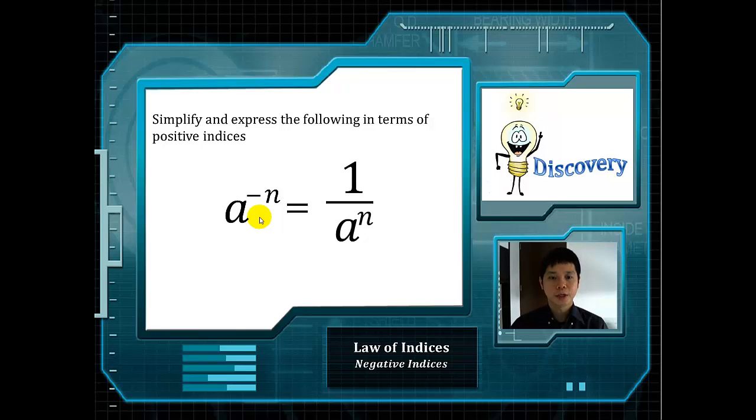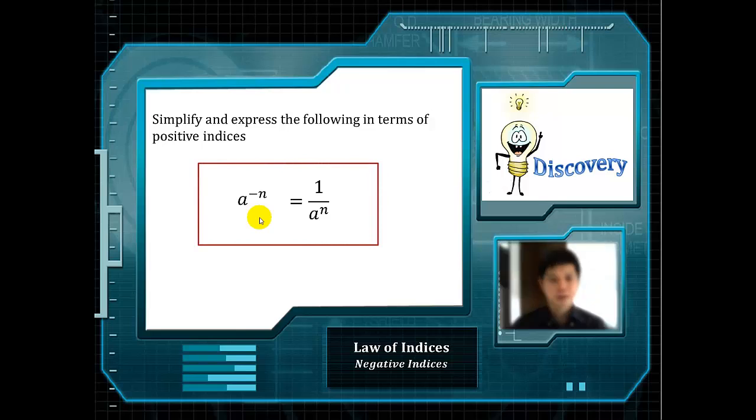Now, I'll show you the animation once again. We will bring down the base and the index without the negative sign. And the negative sign will actually change into 1 over. Now, this 1 over is called the inverse or reciprocal. Hence, a to the power of negative n can be written as 1 over a to the power of n. And this will be our 7th law of indices.